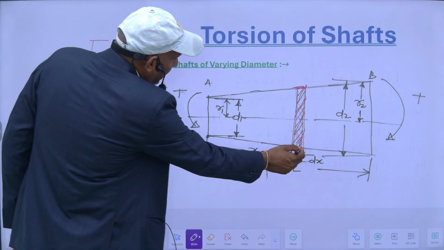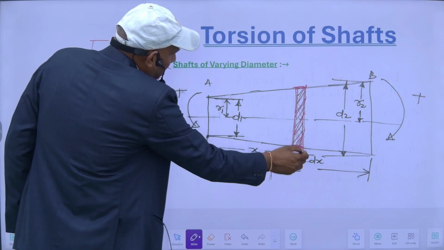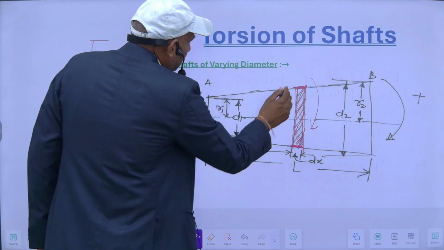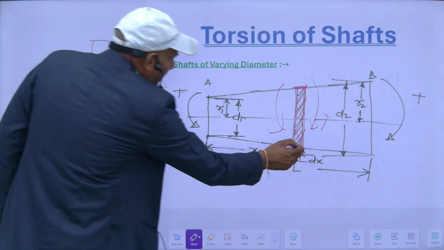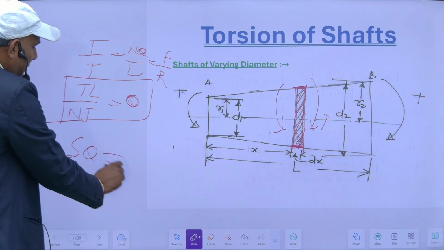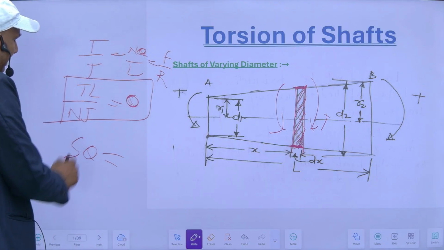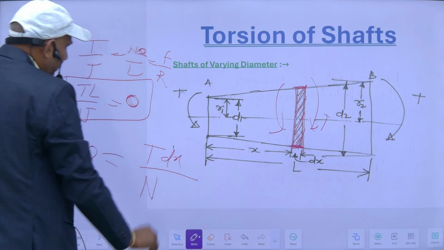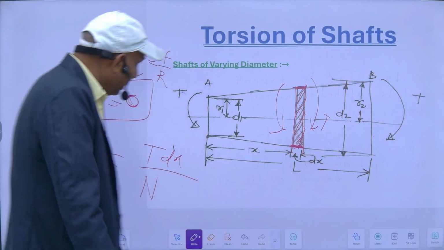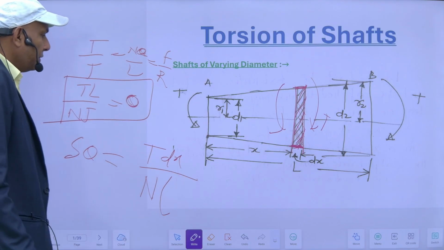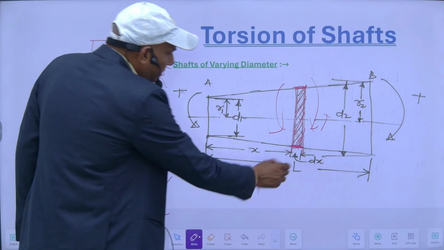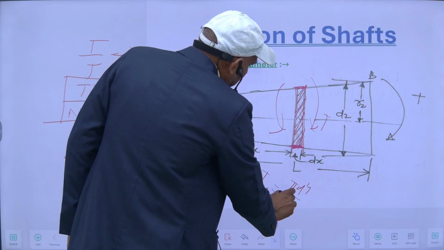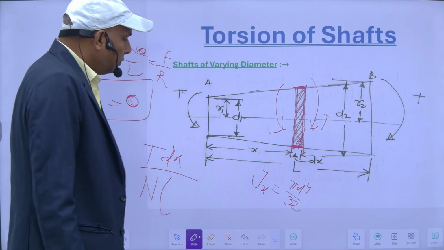So here, if I want to know the angle of twist, since this T is constant here, it will be like this. So my T is constant, and suppose delta theta is the angle of twist for this elementary strip. So it will be equal to T into dx divided by N J. N is the modulus of rigidity of the material, that is constant, and J is the polar moment of inertia. So polar moment of inertia is, suppose here it is Zx, so my formula is pi d4 upon 32. This is the formula for polar moment of inertia.